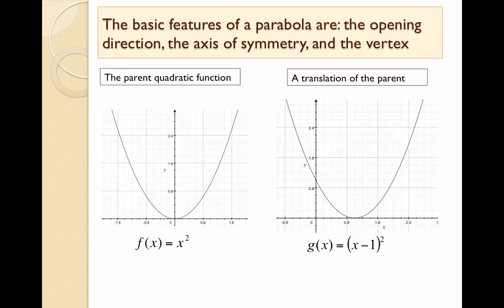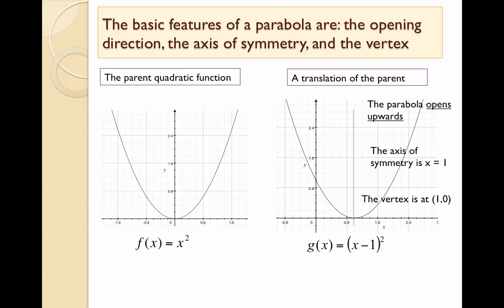Let's look at a variation on the parent. We're going to translate the parent. g of x is equal to (x minus 1) quantity squared. So we have a horizontal shift to the right of 1. And so what changes about our basic features? Well, we've just shifted our vertex over by 1, so our vertex is at (1, 0). The axis of symmetry, the line that splits our parabola in half vertically, is x equals 1. And you can see that the parabola opens upwards.